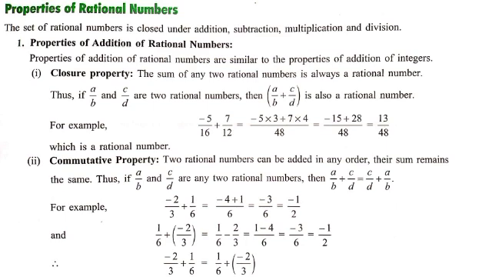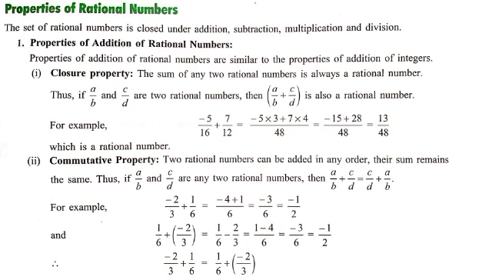16 into 3 is equal to 48 and 12 into 4 is equal to 48, the least common multiple of both denominators. So I am multiplying the same number to the numerator as well, which is equal to minus 15 plus 28 by 48. When I add minus 15 plus 28, it is equal to 13 by 48, which is the answer, a rational number.